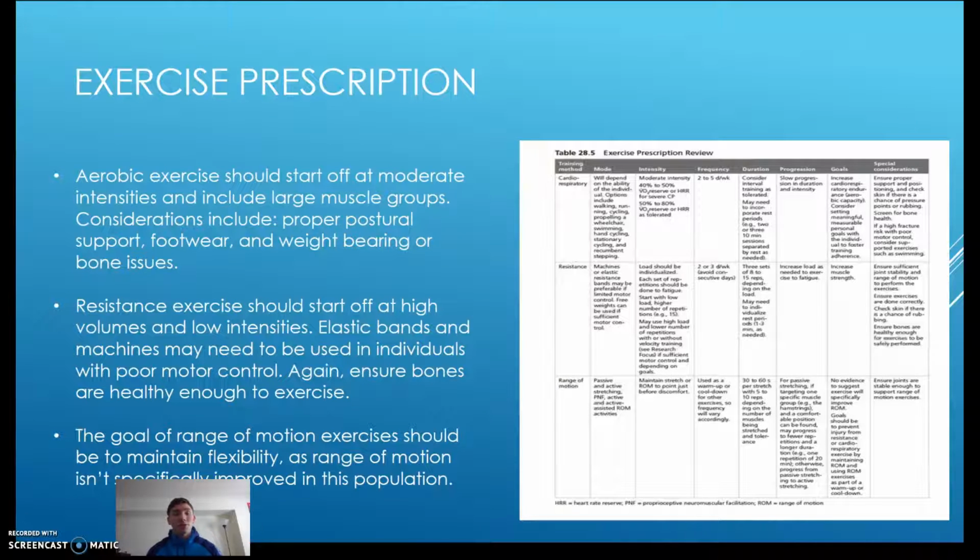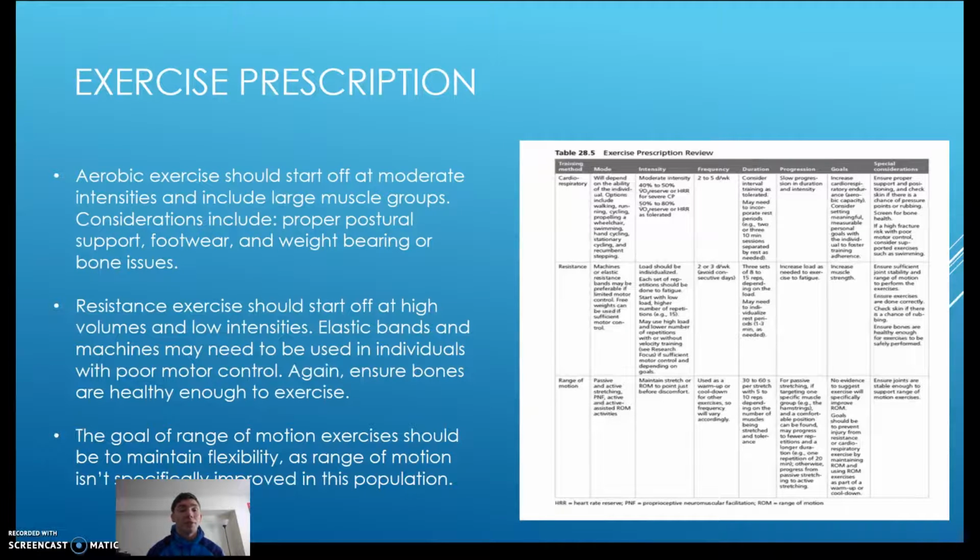Now, in terms of the exercise prescription, again, this is taken straight from clinical exercise physiology. Aerobic exercise should start off at moderate intensities and include large muscle groups. So pretty standard with any population. Always look to work the large muscle groups and start off at a light to moderate intensity.